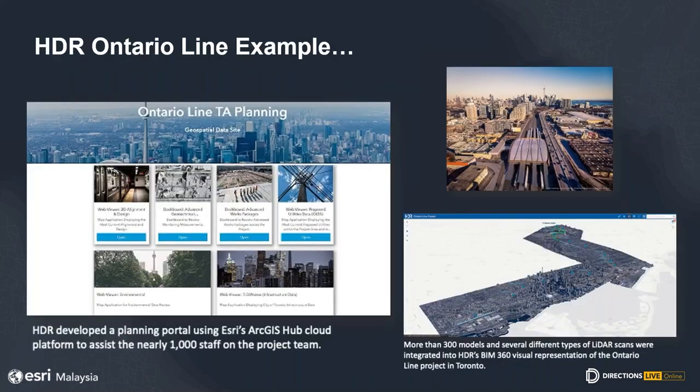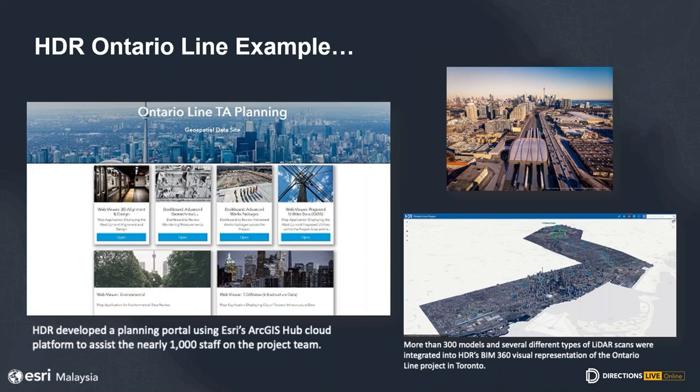Let's take a look at the HDR Ontario Line project as an example. HDR developed a planning portal, which is using the Esri ArcGIS Hub Cloud platform to support nearly 1,000 members on the project team. By leveraging Esri tools for field mobility to be used for real-time monitoring and reality mapping, the project significantly improved situational awareness and project tracking.